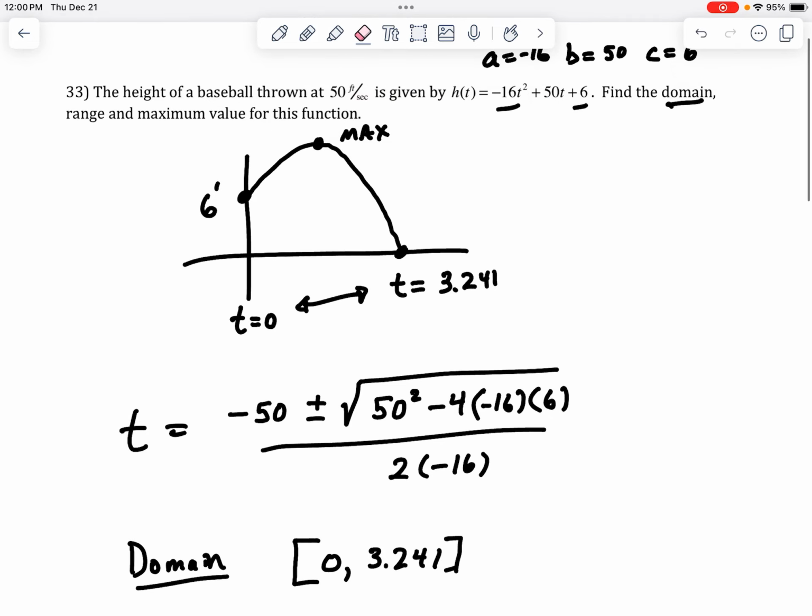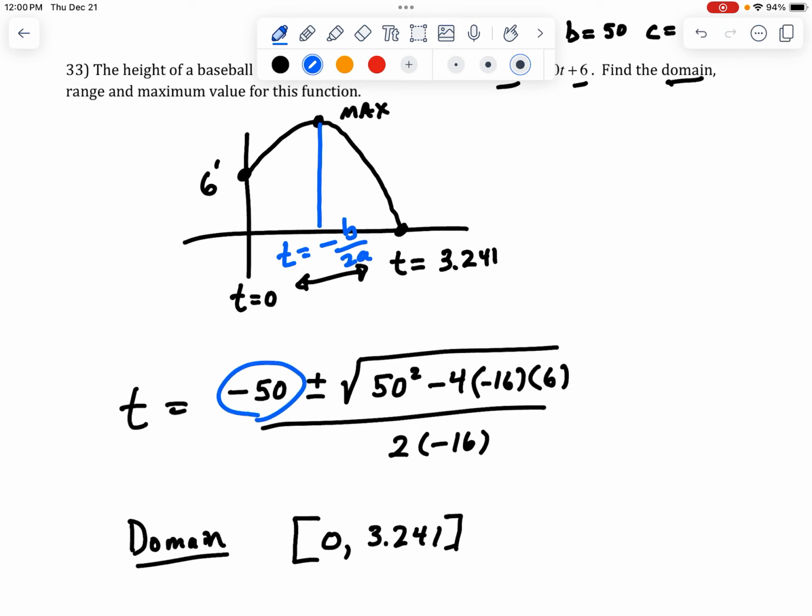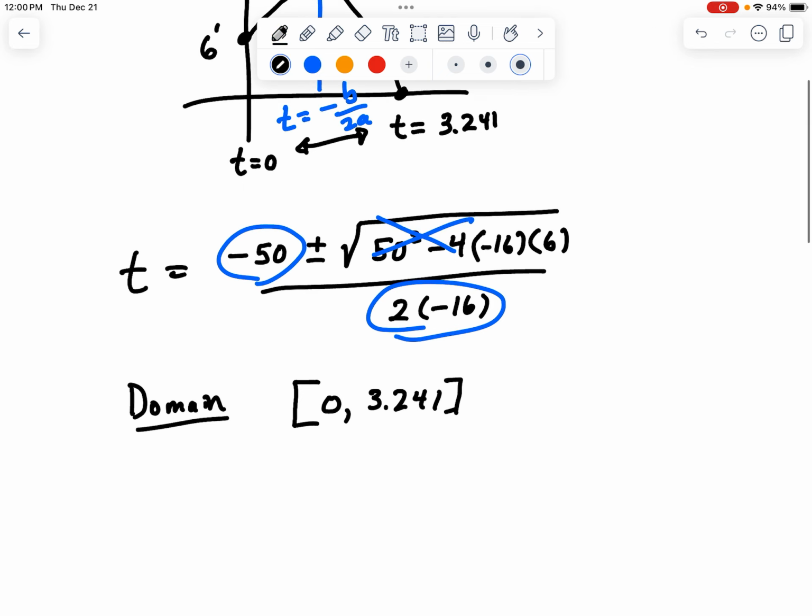Then for finding the maximum, there's several ways to do that. The easiest and fastest way is right here. t is going to equal negative b divided by 2a, which is actually this part of the quadratic formula. So basically, to find out the maximum, you just don't do the square root part, and that's going to tell us when the maximum occurs. Okay, so for the maximum, t will equal negative 50 divided by negative 32. So just those blue ones that I have circled. And then that equals 50 divided by 32.